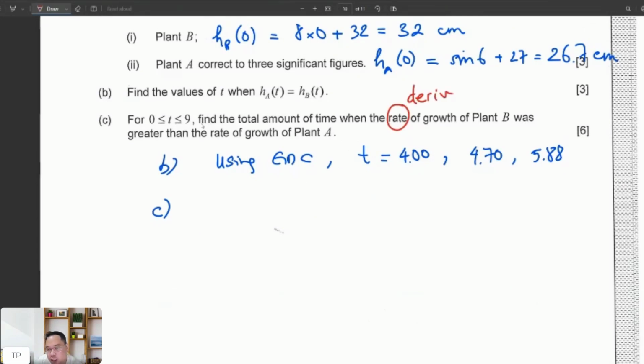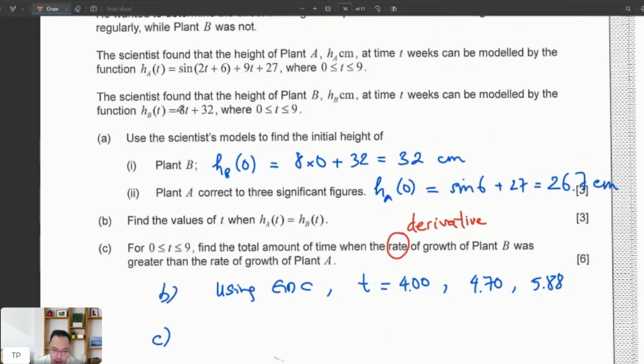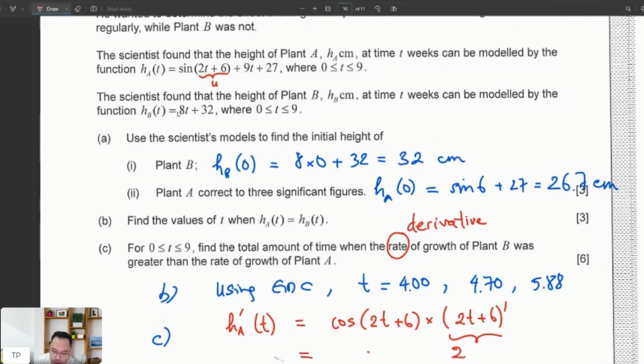Rate, derivative, is the rate of the change of y in terms of x. So we need to do the derivative for the 2 functions HA and HB, and let the HB derivative be greater than that of HA. HA derivative: we have a chain rule here. The function inside the bracket is a u function. Derivative of sine is cosine of 2t plus 6, and then multiply with the derivative of 2t plus 6, which is 2. Okay, cosine of 2t plus 6. You understand it? The chain rule.